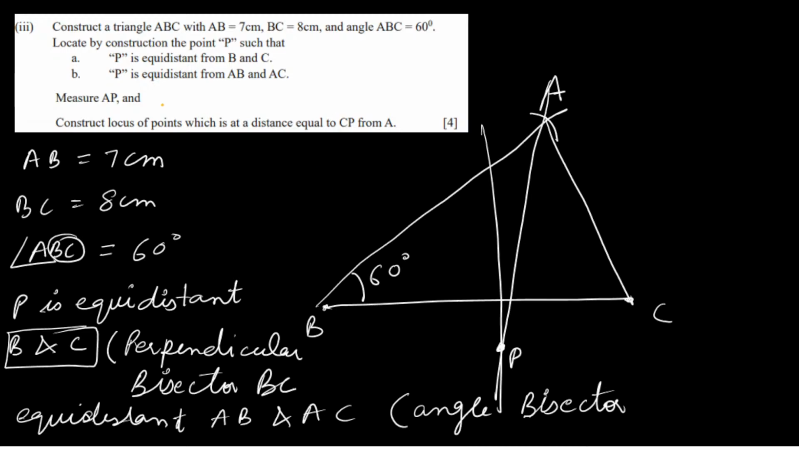So now what they are telling, measure AP. So you have to measure distance AP. So what is the value of AP you are getting? Join AP if it is not joined. Anyhow it will be joined because from the angle bisector this line is joined only. So what is the value of AP you are getting? What's the value of AP?